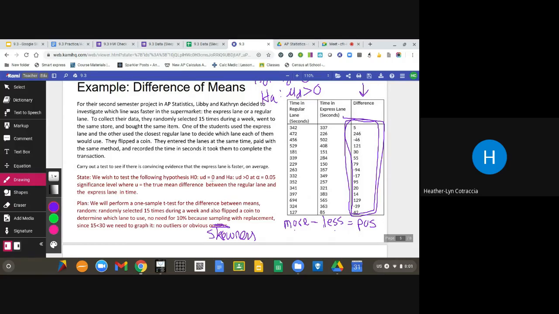Okay, so that actually finishes up Unit 9 for us, and we will be starting Unit 10 shortly. It's the exact same stuff, except for now we're going into two samples. So two sample proportions, two sample means, and we will be talking about confidence intervals and tests for both of those.